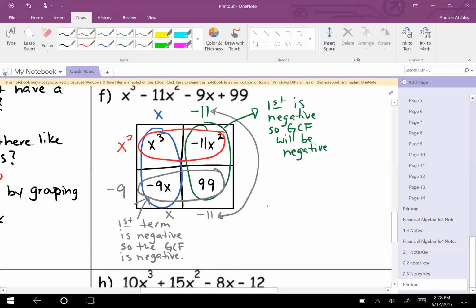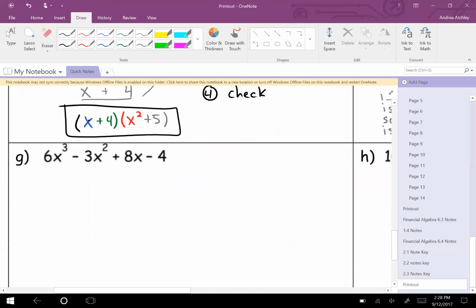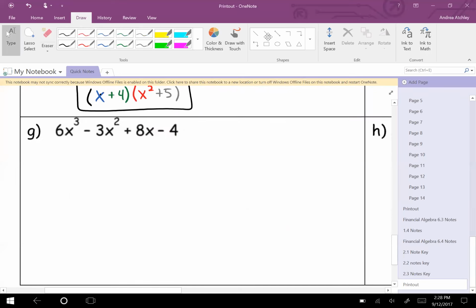So my factors are the x squared minus 9, and then the x minus 11. And it doesn't matter which order I put them in. I can have this one first, the x minus 11 first, and then this one second. Okay, the commutative property is that you can multiply in any order you want. Any questions over that? Okay, let's do the next one.